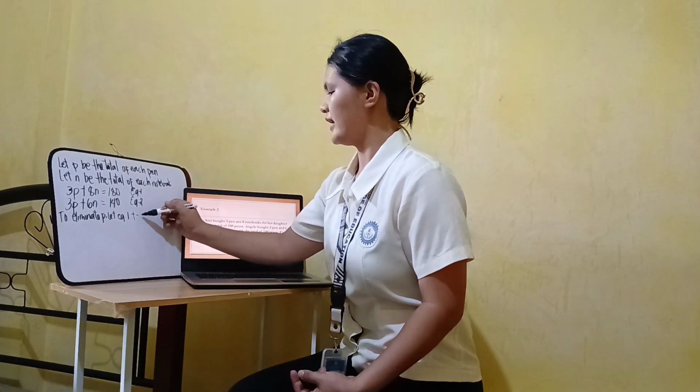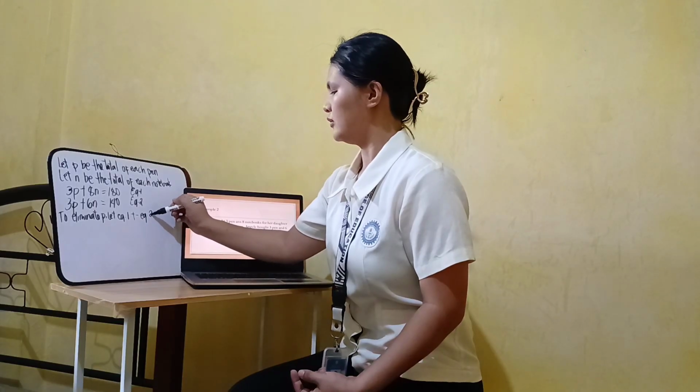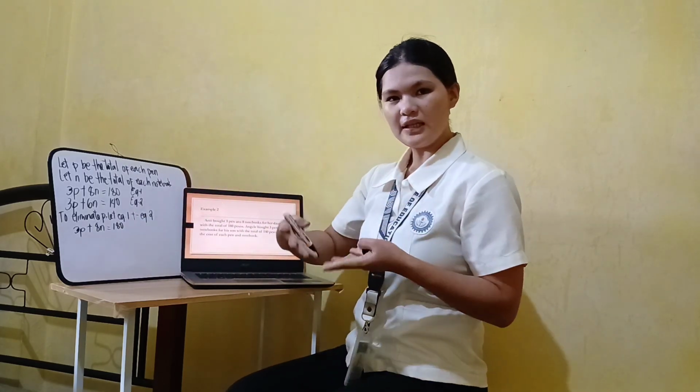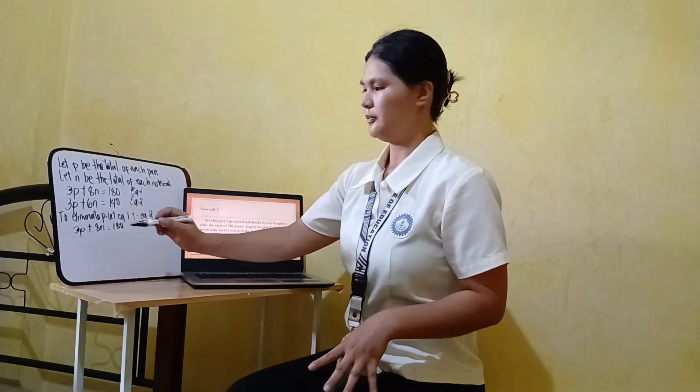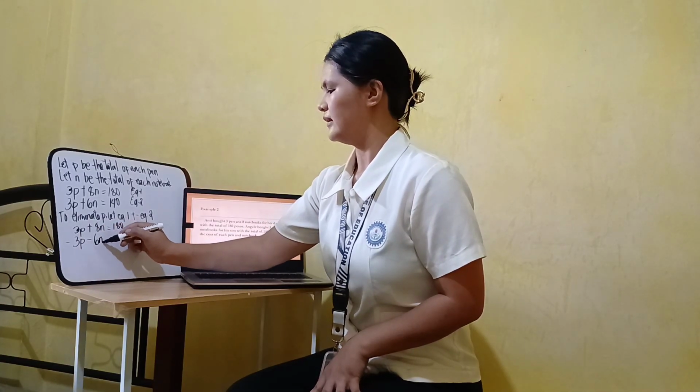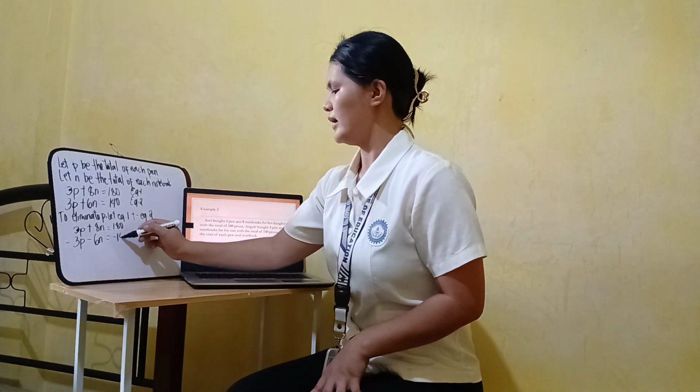let equation 1 plus negative equation 2. So copy the equation 1, which is 3p plus 8n is equal to 180, and lalagyan i-change natin ng negative yung operation ng equation 2 para ma-eliminate natin si variable p. So negative 3p minus 6n is equal to negative 140.